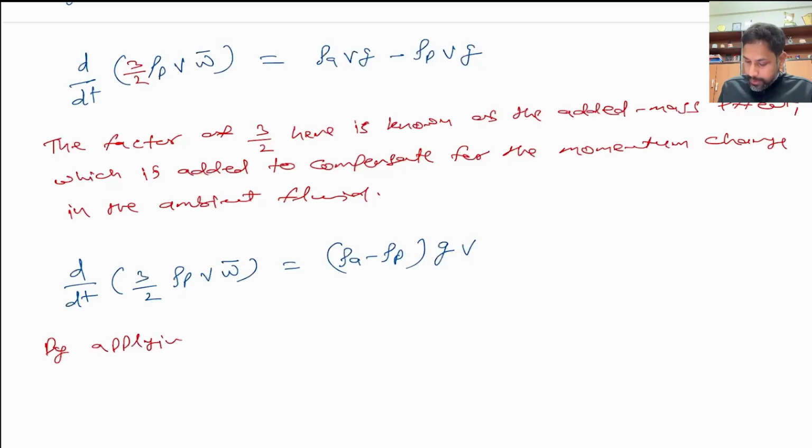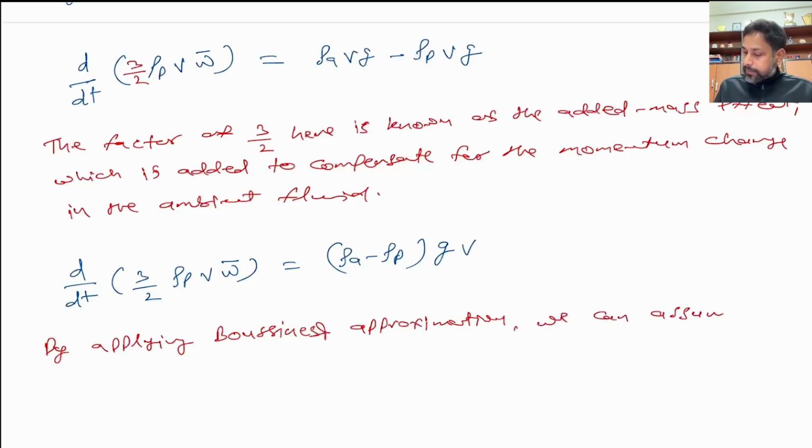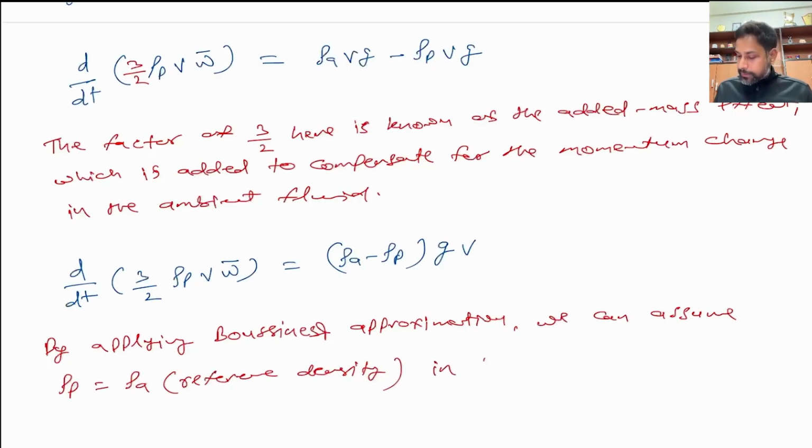by applying Boussinesq approximation, we can assume rho P equal to rho A, which is basically the reference density here, and that is same as the ambient density. You can assume rho P to be equal to that in the left hand side, not right hand side, because right hand side has the gravity term, so we cannot change it for the right hand side, but in the left hand side we can do.